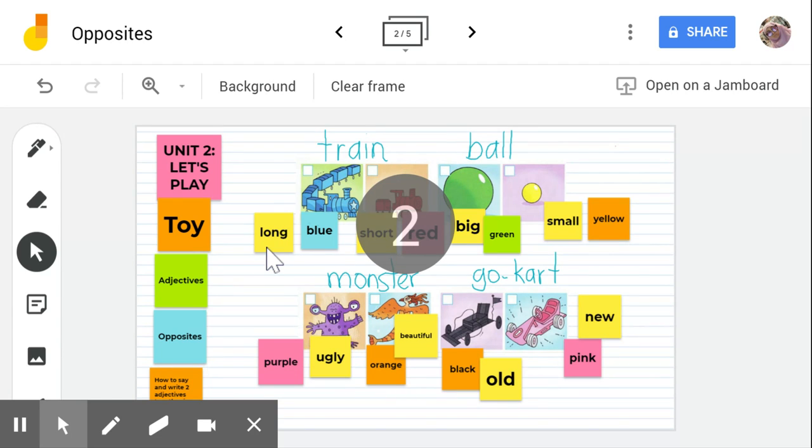So the words on the post-it notes below the pictures are what we call adjectives, kata sifat. Kata sifat adalah kata-kata yang menerangkan ciri-ciri ataupun mengenai sesuatu benda itu. Jadi kita tengok pada slide seterusnya.